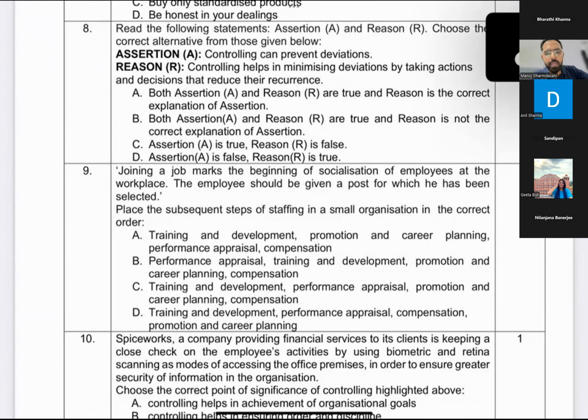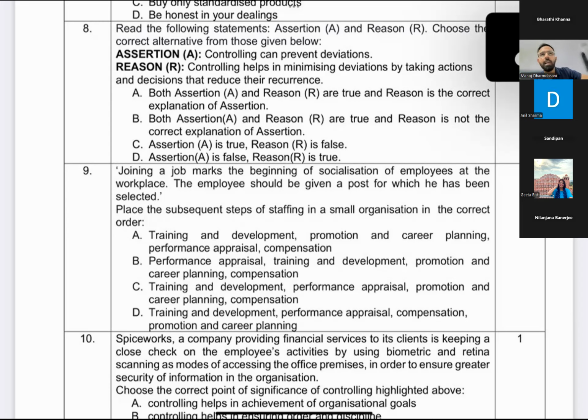Joining a job marks the beginning of socialization of employees at the workplace. The employee should be given a post for which he has been selected. Place the subsequent steps of staffing in a small organization in correct order. Now, in this case, the student must be very much aware of which step they are talking about. The beginning of socialization of employees at the workplace is a part of orientation, and the employee being given a post for which he has been selected is known as placement. So placement and orientation. Now place the subsequent steps of staffing in an organization.